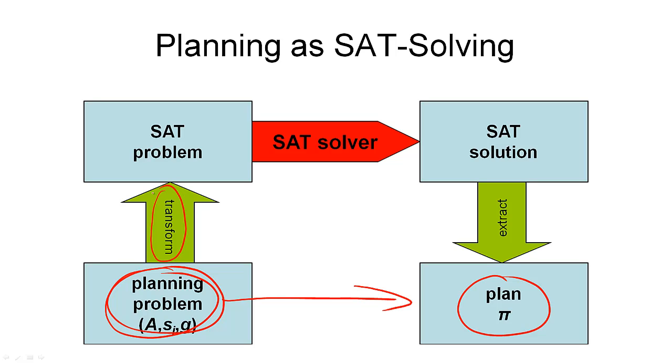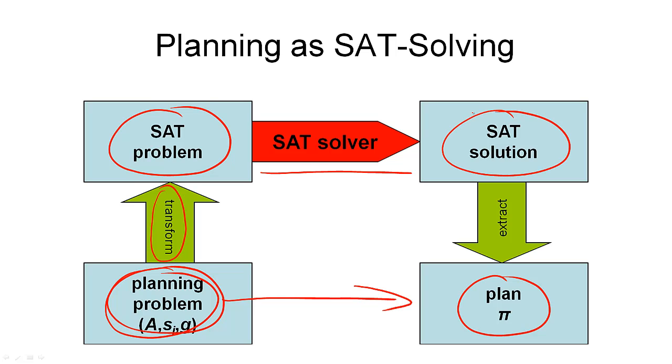And in this approach, the problem we transform it to is a SAT problem, a satisfiability problem. I'm not going to describe the details of how this is done here. But SAT problems have been around for a long time, and in fact 3-SAT was the first problem to be proved NP-complete. So there are a number of efficient solvers that we can use to solve SAT problems, and what they give us is a SAT solution, which is an assignment of truth values to propositional variables in the SAT problem. And given such a SAT solution, it is fairly easy to extract a plan from this solution.